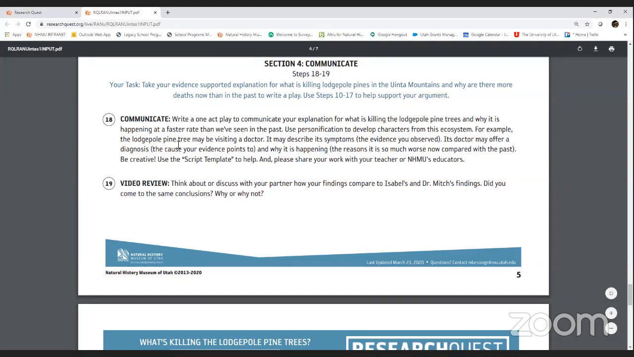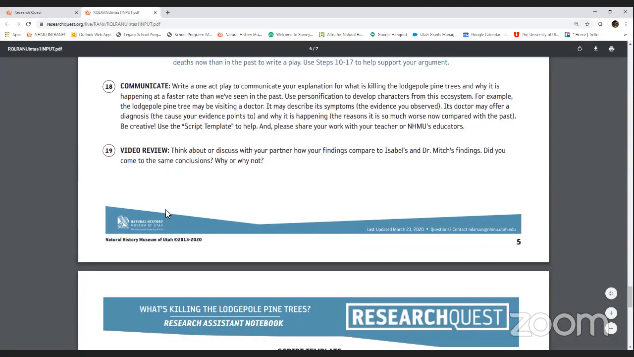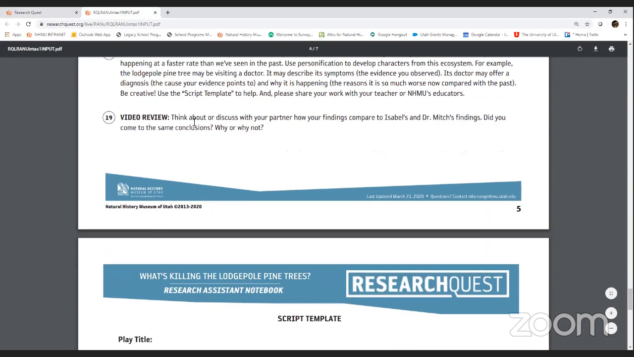For example, the lodgepole pine tree may be visiting a doctor. It may describe its symptoms. Its doctor may offer you a diagnosis and why it is happening. Okay, so be creative, use the script template if you like to help, and you can share your work with your teacher, your family, your friends.